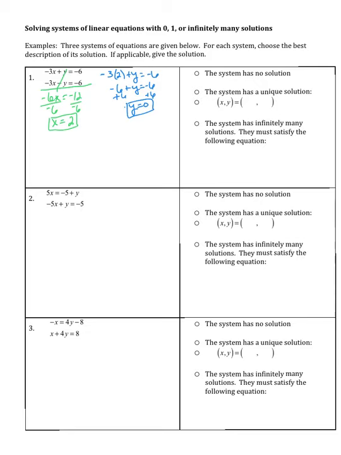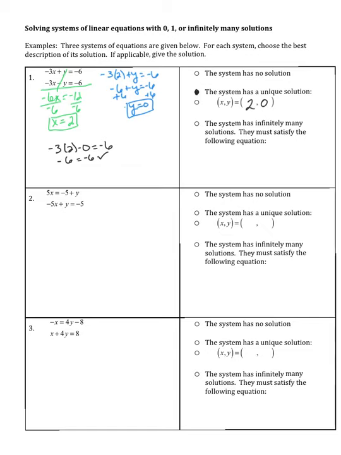So let's make sure I'm right, because you know we do that. I'm going to plug this into the other equation. Negative 3 times 2 minus 0 equals negative 6. Negative 6 equals negative 6. All right. I have one point. I have a single x and a single y. So the system has a unique solution, and the solution is 2, 0. That is where these lines will intersect.